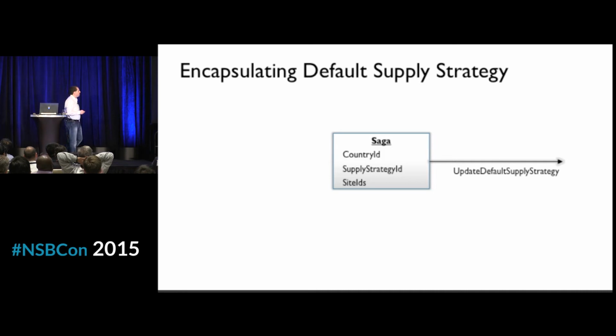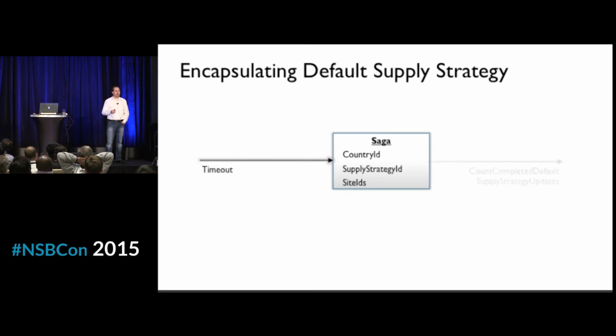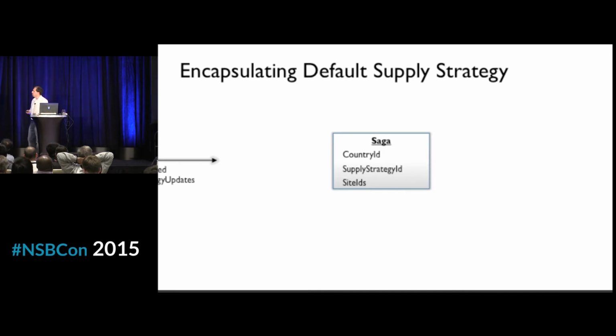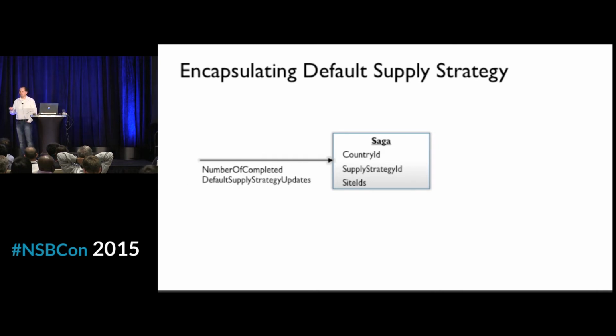So taking this approach and applying it to our Saga here, when we're sending all these update commands, we actually could set a timeout for ourselves. And then when we time out, we could send a command to count the number of completed updates. Once a handler would receive this, it would then check to see if we're done and could reply back with the number of completed updates. When the number of completed updates equals the number of sites in this Saga, then we now know all the updates have been completed.